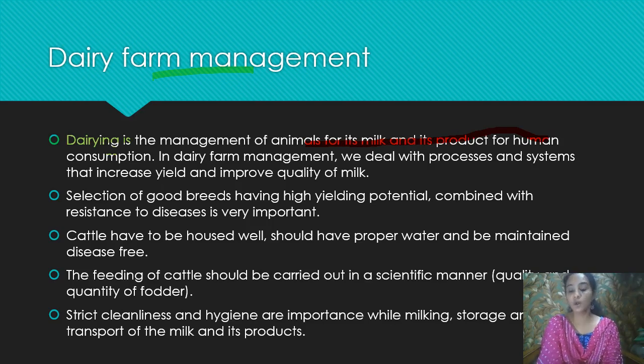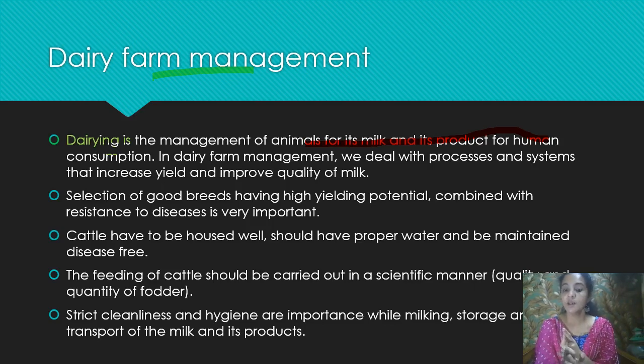What do we do in cattle farming? First of all, we have to select a good breed of cattle. That is the most important thing. It's not a normal cattle we are going to rear, because the production will be less. So the first thing is that we have to select a good breed of cattle. Second, this good breed of cattle should be resistant to diseases.